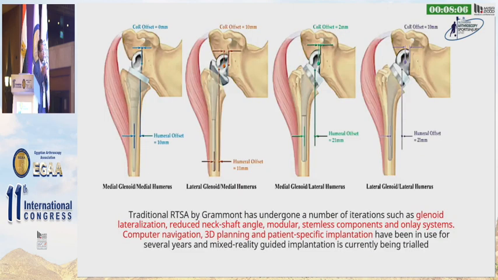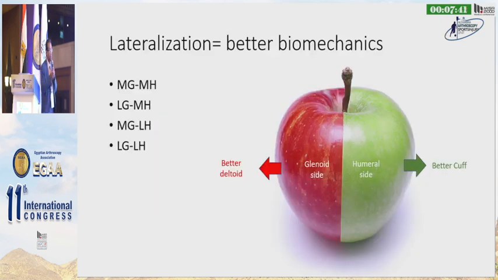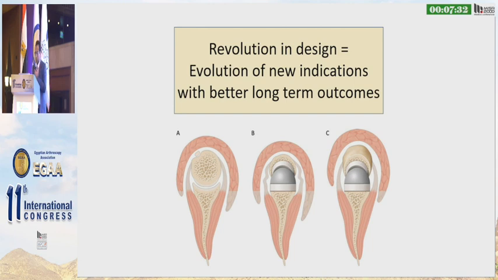There are innovations in the reverse shoulder arthroplasty system regarding glenoid lateralization, reduced neck shaft angle, modularity, stemless components, computer navigation, 3D planning, and patient-specific implantation. These newer designs lead to better outcomes and survival than older designs. Lateralization, whether through the glenoid side or the humeral side, leads to better biomechanics of the reverse shoulder. So revolution in design leads to evolution of new indications with better long-term outcomes.